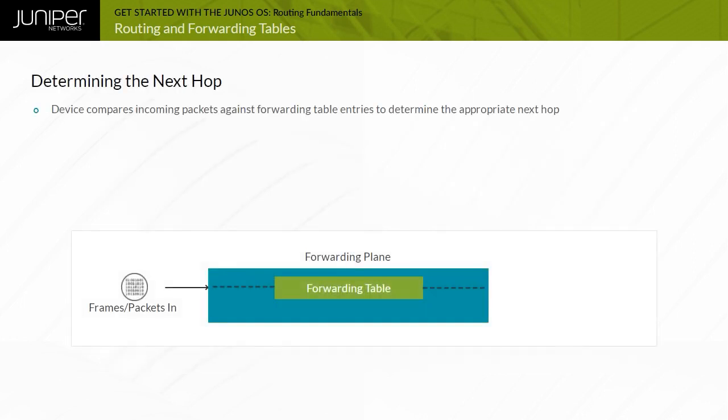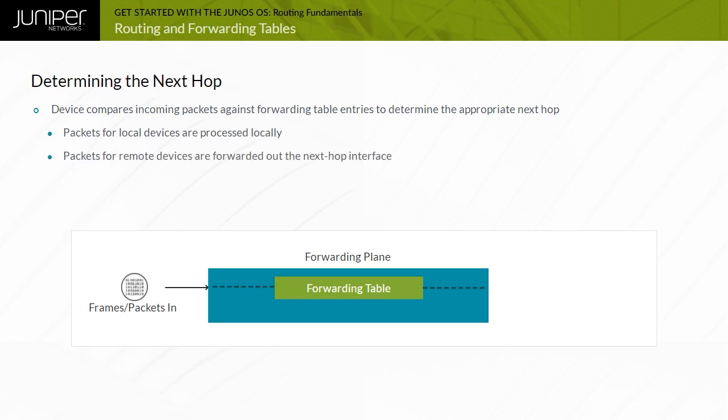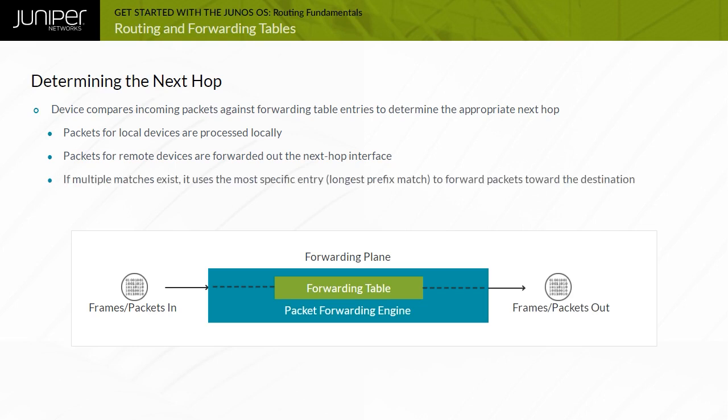When a packet enters a device running Junos OS, it compares that packet against the entries within the forwarding table to determine the proper next hop. If the packet is destined to the local device, Junos OS processes the packet locally. If the packet is destined to a remote device and a valid entry exists, the device running Junos OS forwards the packet out the next hop interface associated with the forwarding table entry. If multiple destination prefixes match the packet's destination, Junos OS uses the most specific entry, also called the longest prefix match, when forwarding the packet to its destination.